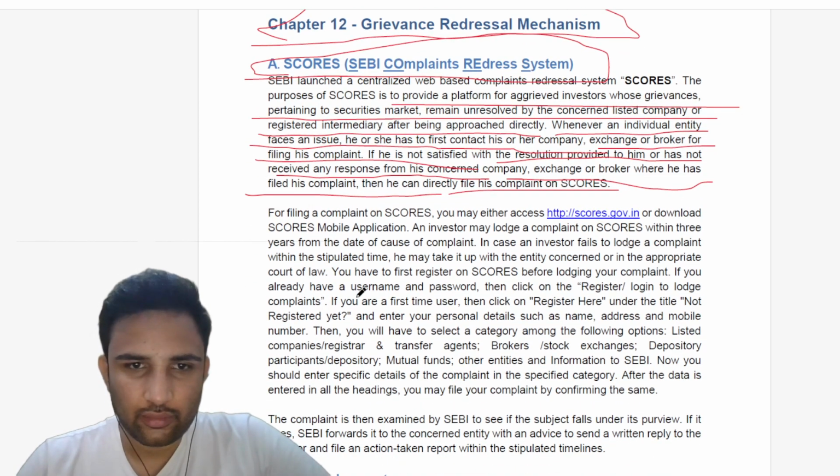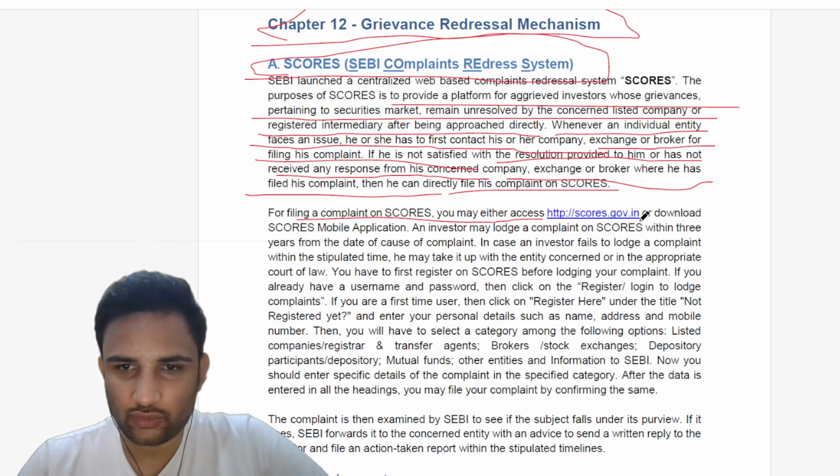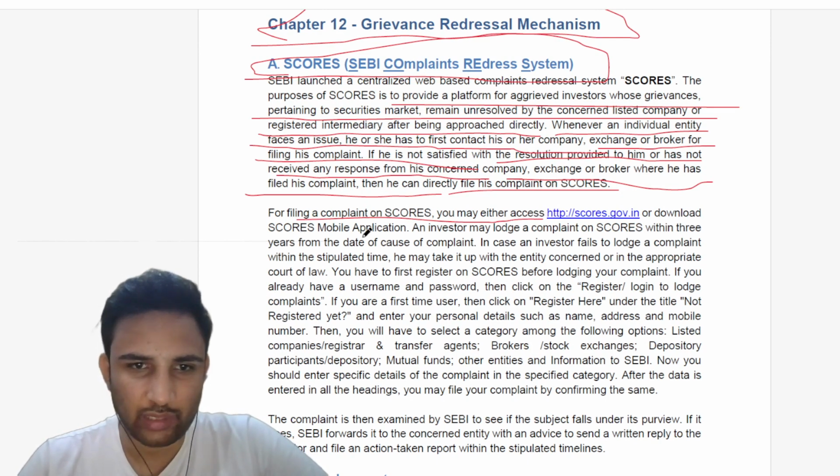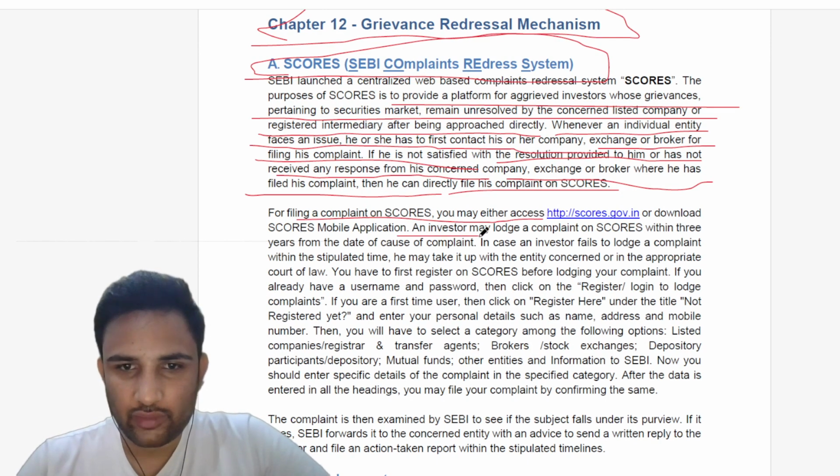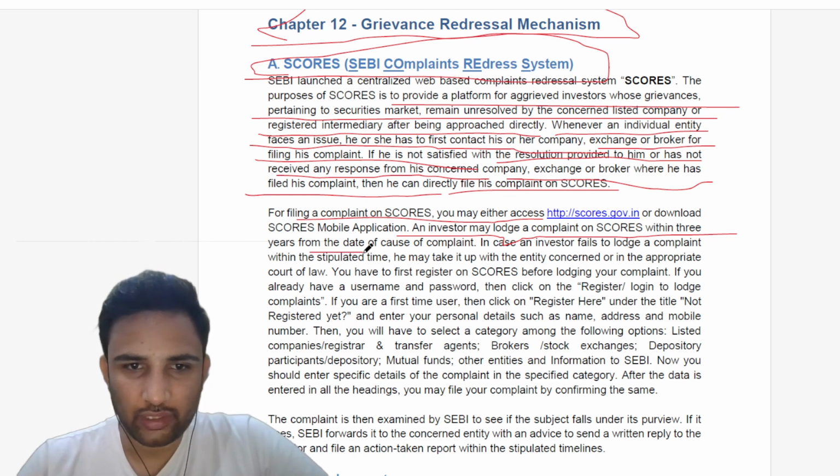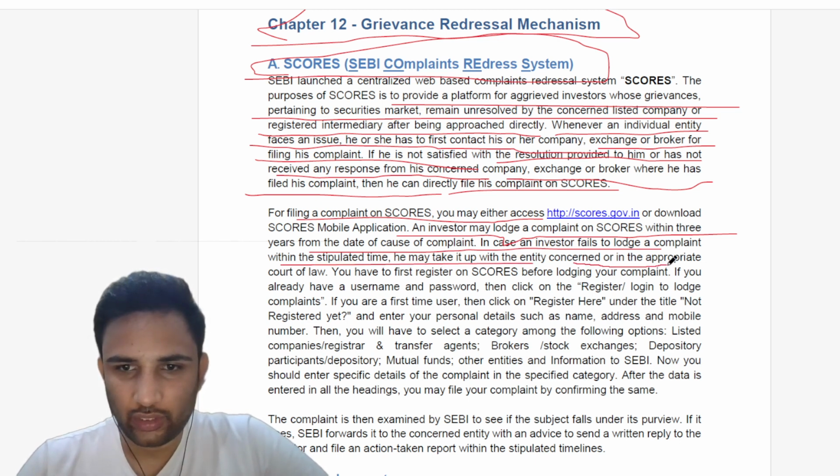For filing a complaint on SCORES, you may either access scores.gov.in or download the SCORES mobile application. An investor may lodge a complaint on SCORES within 3 years from the date of closure of the complaint. In case an investor fails to lodge a complaint within the stipulated time, he may take it up with the entity concerned or in the appropriate court of law.